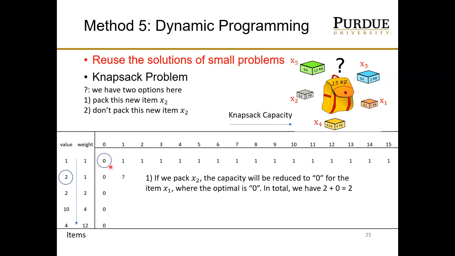Because we know that if the capacity is 0 and you have one item to pack, that small problem has been solved, so the optimal is 0. So we directly put this 2 plus the previous optimal. That would be the $2 value plus the small problem's optimal, 2 plus 0 equals 2, correct? So this is how we reuse the solutions for small problems. We decompose a bigger problem into a smaller one. You get it? That's very critical. I hope everybody can say yes.